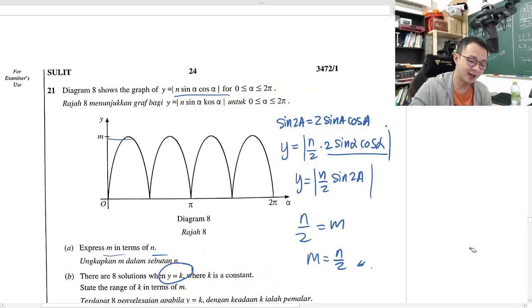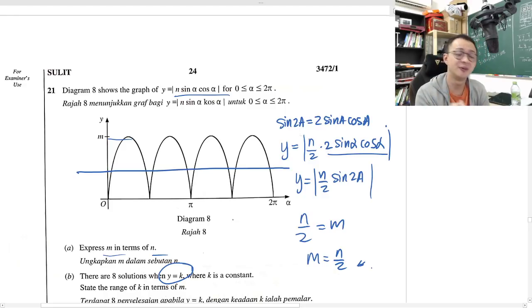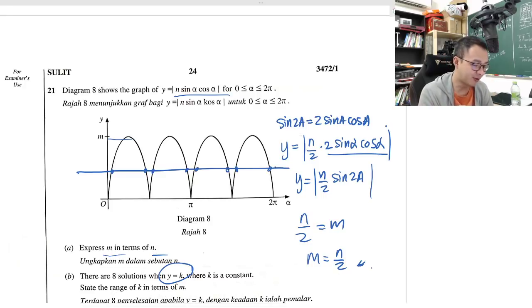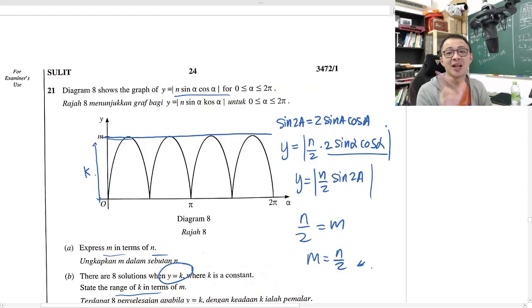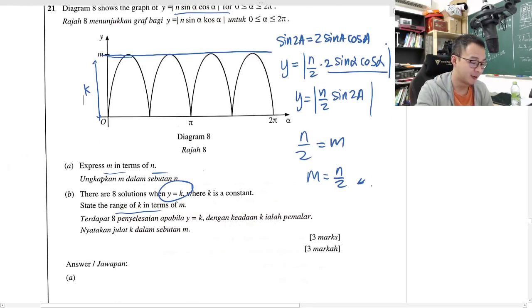Alright, so if you understand that, the horizontal line will have 8 solutions. That means you're going to touch 8 points with the sine curve. 1, 2, 3, 4, 5, 6, 7, 8. So you realize it actually touched 8 points, but there are so many possible values for k. Therefore, the question asks you to find the range of k in terms of m. So that means as long as the line is between here, then it will touch 8 points. So therefore, my range of k must be between 0 and m.